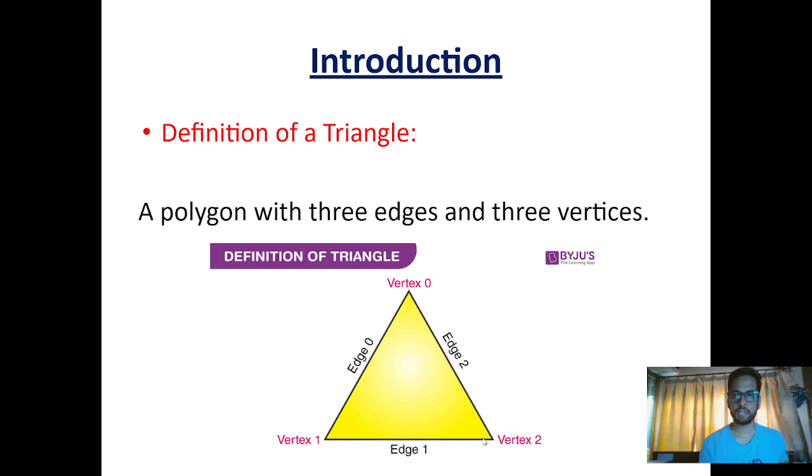Now, second thing is vertex. This pointy head of any joining two lines is known as vertex. So, any closed figure which has three vertices is known as triangle. So, in conclusion, a polygon with three edges and three vertices is known as triangle.